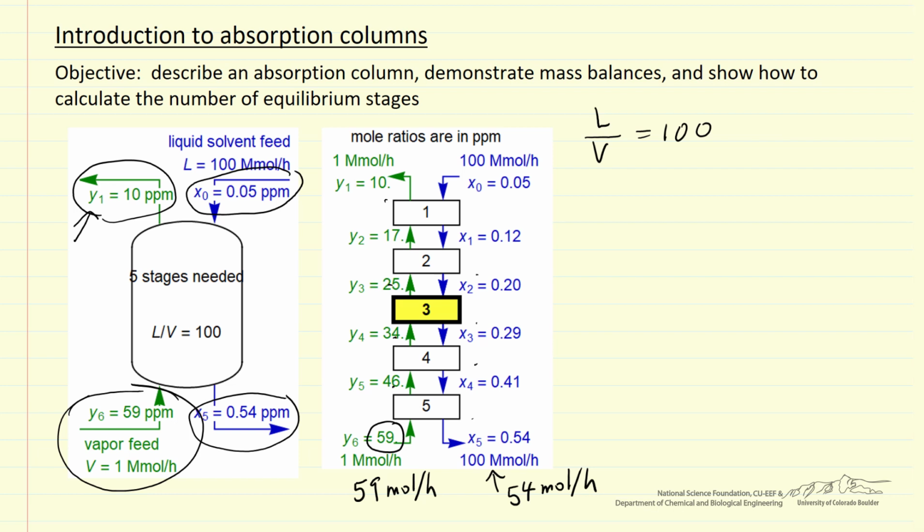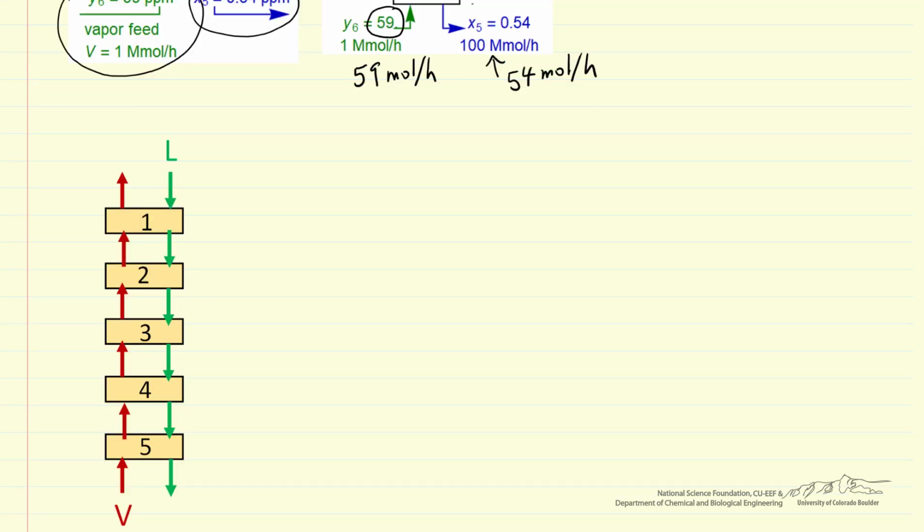So let's look at the mass balances that we use to analyze this type of system. On this diagram for mass balances, we'll call this X0, and then mole fraction or mole ratio in the liquid phase. The subscript corresponds to the stage that it's leaving. And likewise for the vapor phase, we'll use Y for the vapor phase mole ratio. The subscript corresponds to the phase that is leaving, which means this is Y6.